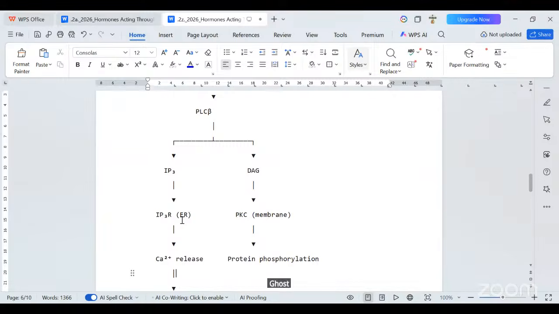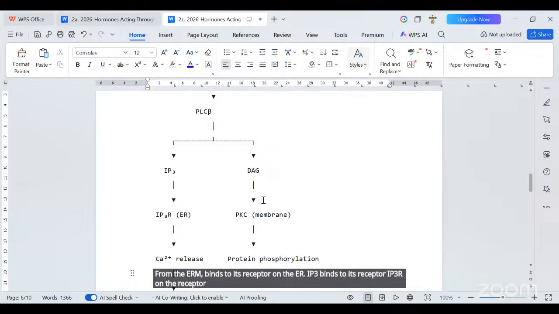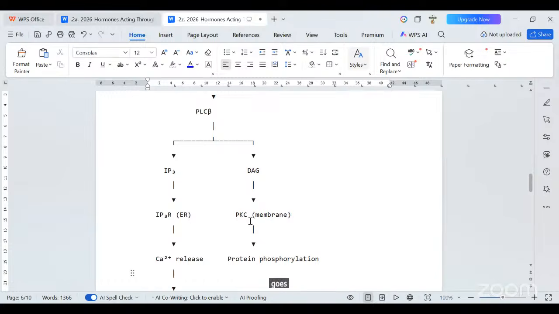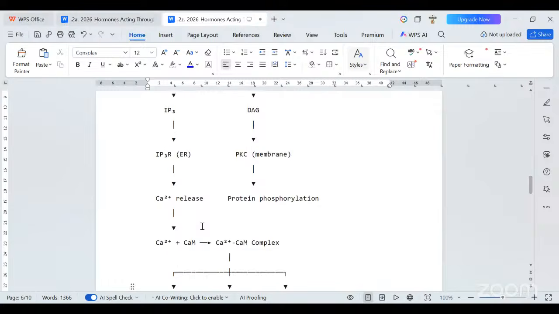IP3 binds to its receptor, IP3R, on the ER. DAG goes to release PKC from the membrane. In each reaction channel, IP3 releases calcium, while DAG releases PKC from the membrane.